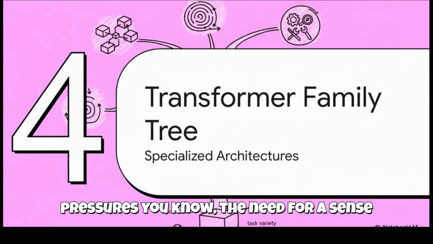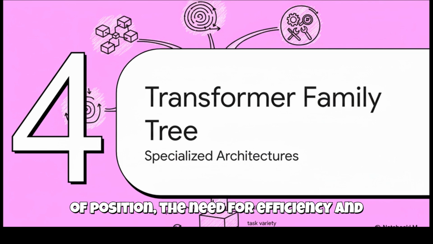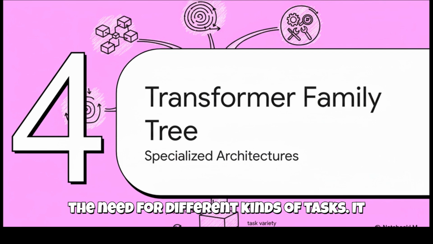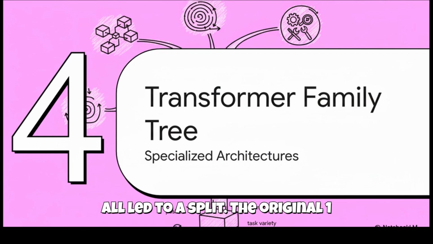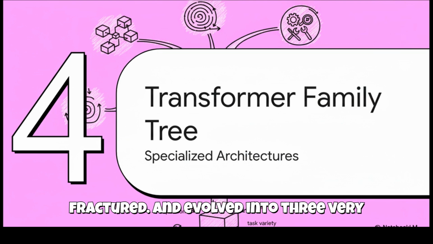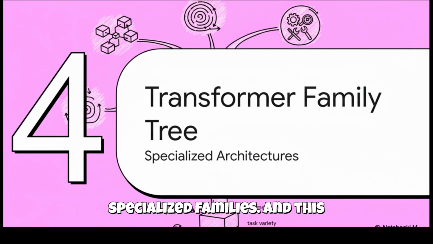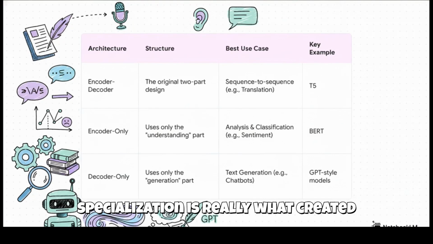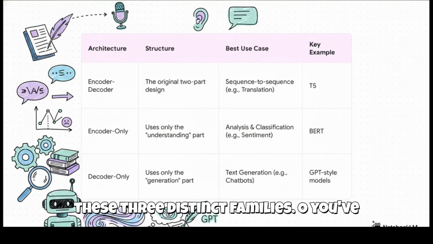So all of these pressures, the need for a sense of position, the need for efficiency, and the need for different kinds of tasks, it all led to a split. The original one-size-fits-all architecture kind of fractured and evolved into three very specialized families. And this specialization is really what created these three distinct families.